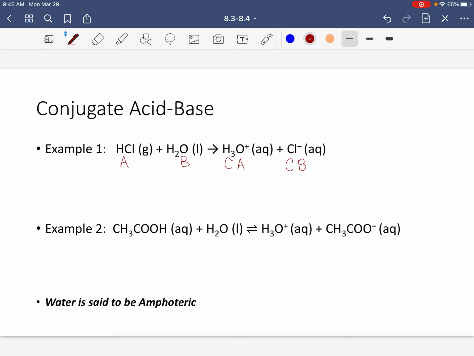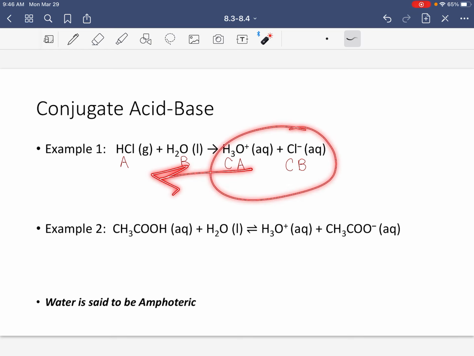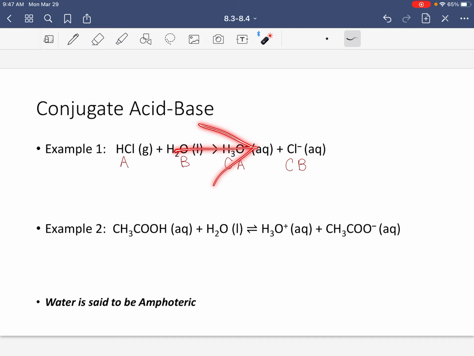Now, as I said, this and this really don't mean anything here. It doesn't mean a whole lot, because these guys are not going to go back. This guy's not a weak acid. This guy's a strong acid. This guy can only go forward. Why is that? Well, the reason is this.